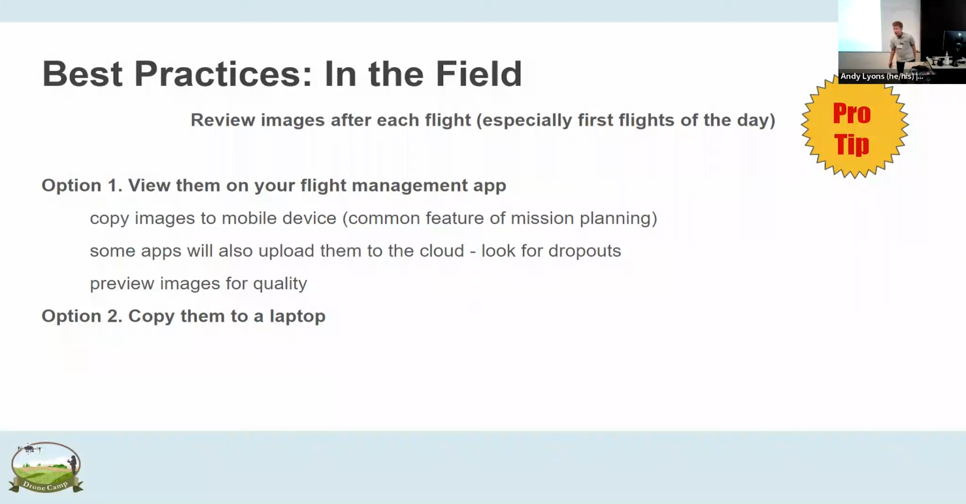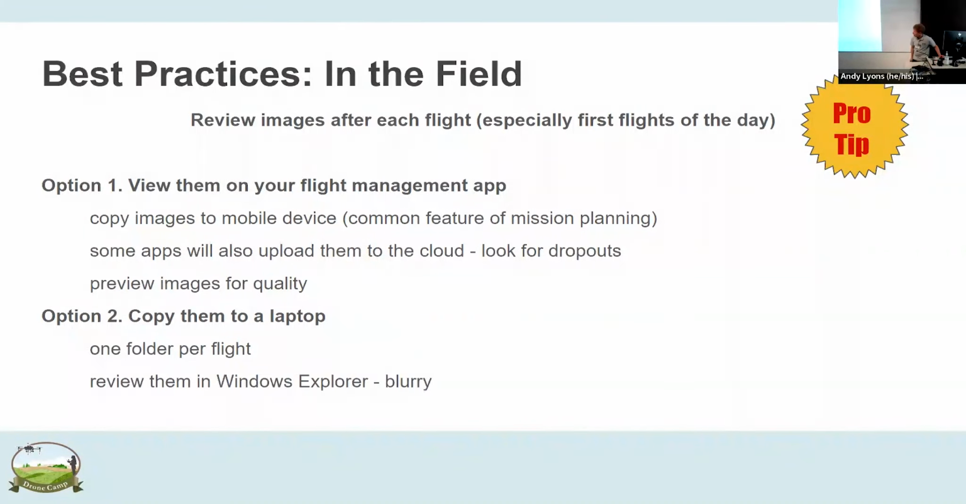Okay, another option, and this is generally what we do in the field, is we pull the memory card, stick a fresh one in, load up the images into the laptop and look at them. Ideally, when you copy them to your laptop, put each flight in its own folder, hopefully with a name that will help you remember, like Northwest Corner flight or something like that.